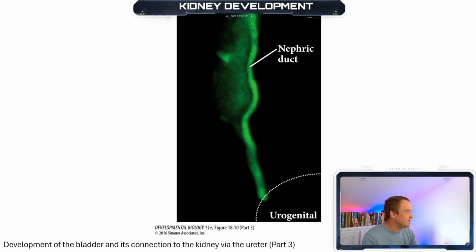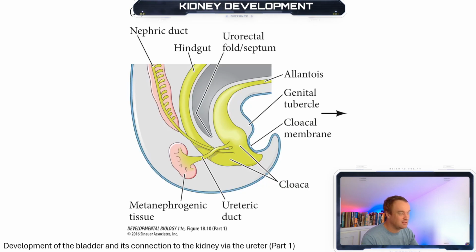Here we can kind of look at this process in real life. This shows you proximity to everything. The nephric duct, and then we had the ureteric duct here, where that grew into that mesenchyme that is causing this metanephrogenic tissue to form, right? This reciprocal induction is happening right here.